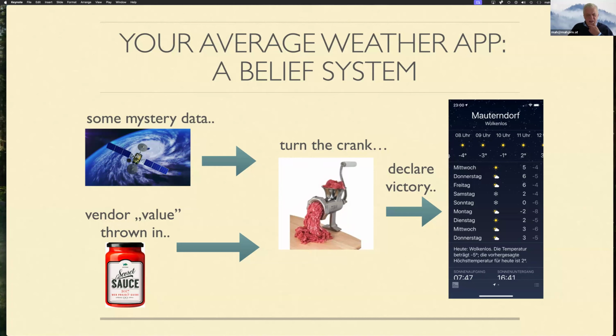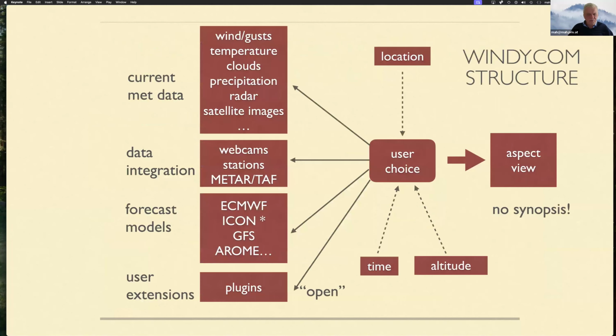Some of you might have dealt with a different approach to viewing geographical data, and that's called a GIS system, or Geographic Information System. Windy takes that approach to viewing weather variables. Let's go through it. What's the category of data you can see? First, actual measurements like wind gusts, temperature, cloud, precipitation, radar and satellite images are observation data. So that's anchored in reality.